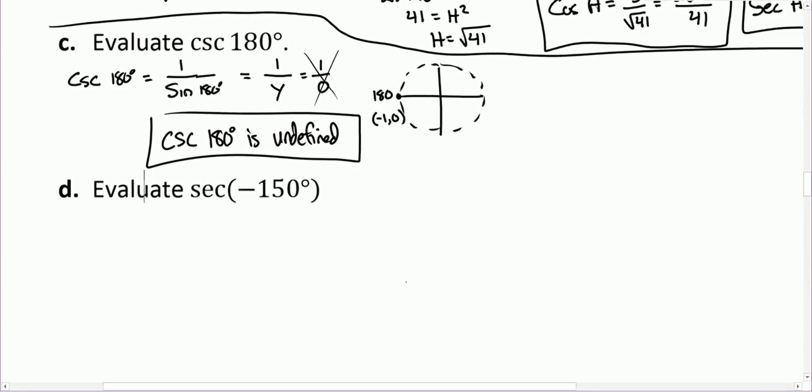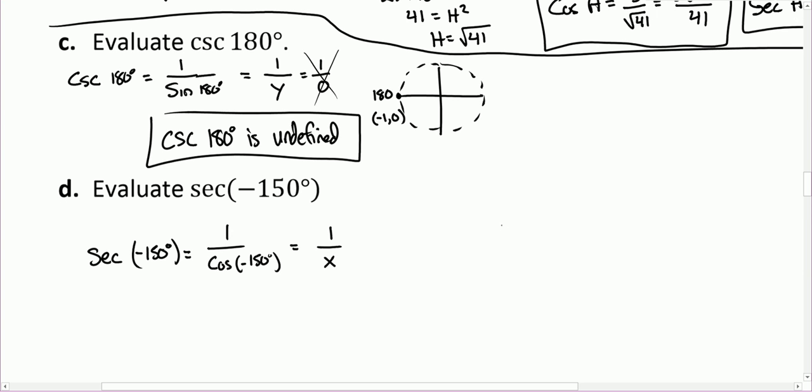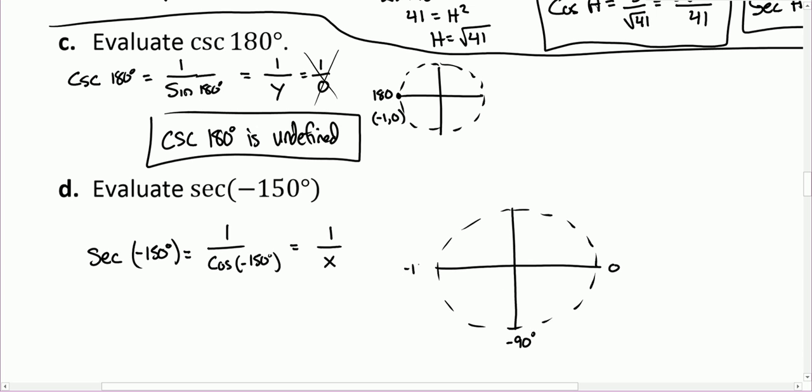Part D, we're asked to evaluate the secant of negative 150 degrees. The secant of negative 150 degrees is equal to 1 over the cosine of negative 150 degrees. In terms of the unit circle, that would be 1 over the x-coordinate of that unit circle that corresponds with that angle. So locate negative 150, going in the negative direction, which is clockwise. We are landing in the third quadrant.